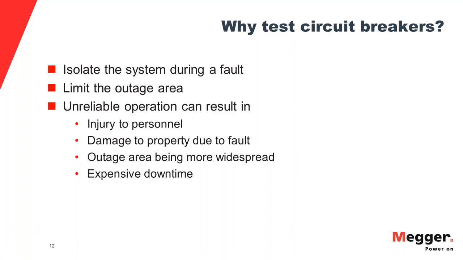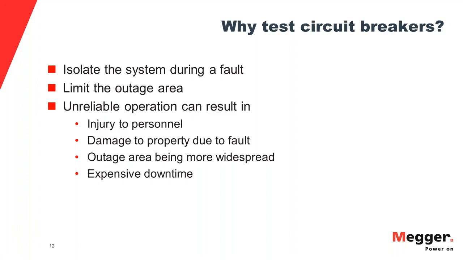Unreliable operation of the breaker can be in two forms. It can trip when it's not supposed to, or it may not trip when it's supposed to. The latter is called the dependability of a circuit breaker. So a dependable circuit breaker should trip when it's supposed to.